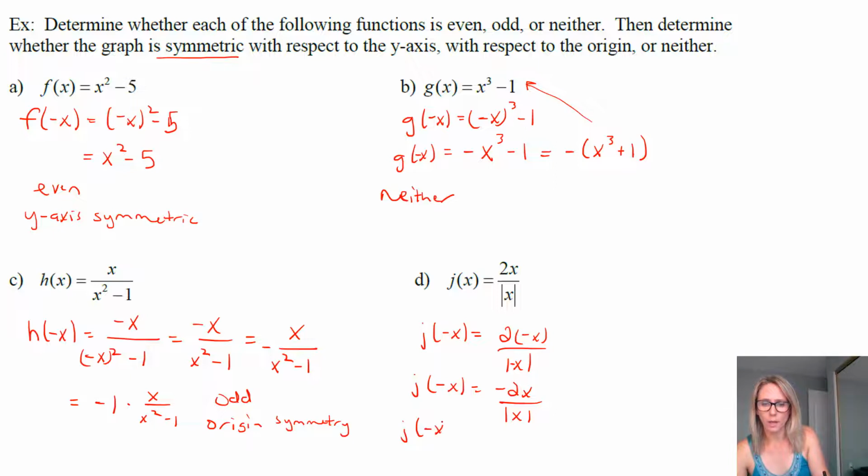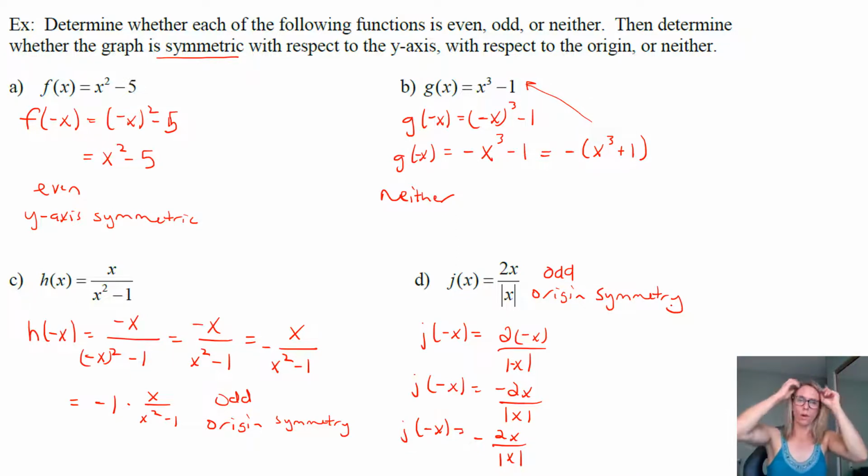So we can actually pull out that negative that comes from the top, just kind of put that out there, and then we have 2x over the absolute value of x, so a negative in the front of that. And what that tells us again, because we can write it as a negative of this thing that we started with, is that this is also an odd function and has the origin symmetry. And then what I'll do is show you the graphs of these just so that you can see that symmetry happening.